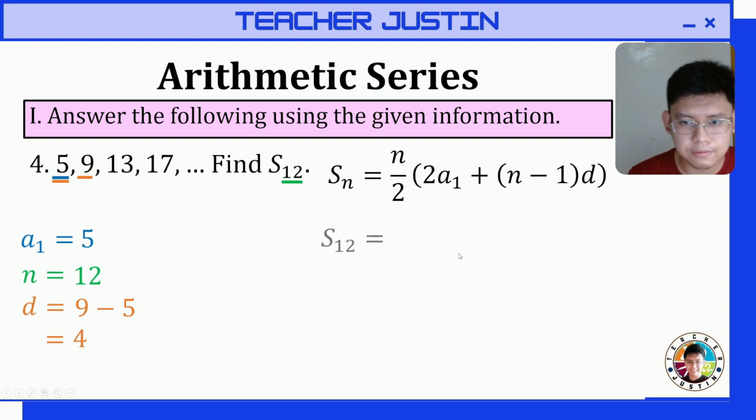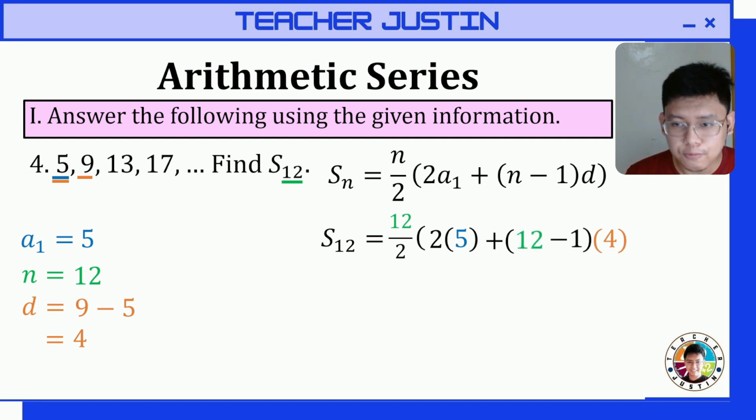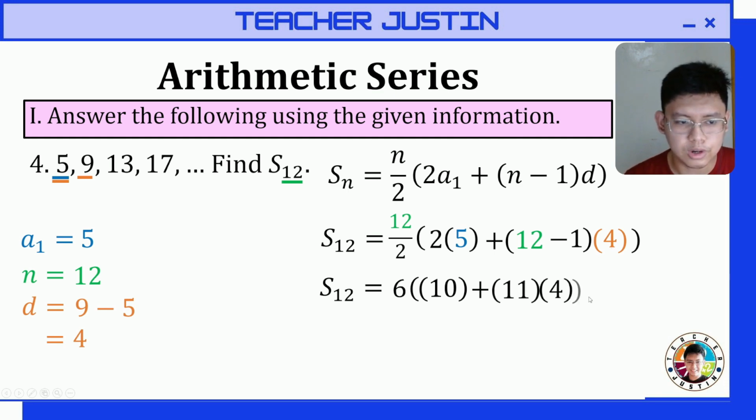So, we will have S sub 12 is equal to 12 over 2 times the quantity 2 times 5 plus the quantity 12 minus 1 times 4. Ayan. So, simplify natin. S sub 12 is equal to 12 divided by 2 is 6. Tapos, 2 times 5 is 10. Plus, 12 minus 1 is 11 times 4. Ayan. Tapos, simplify ulit natin.